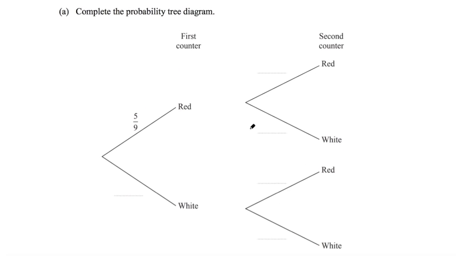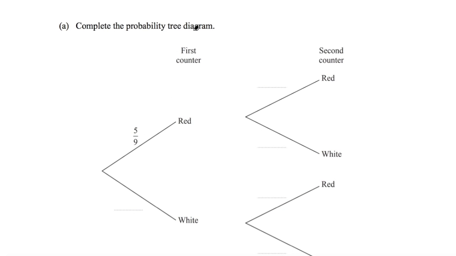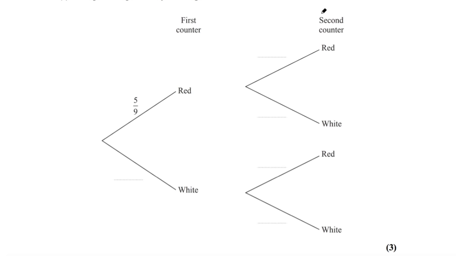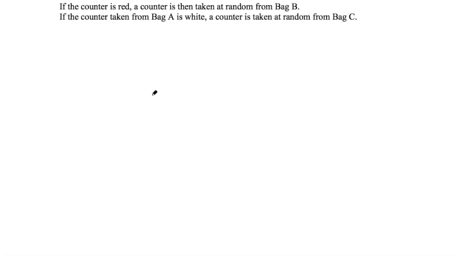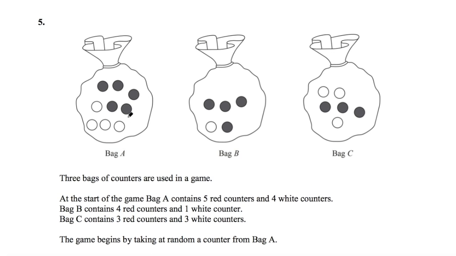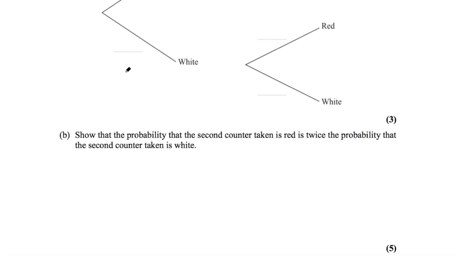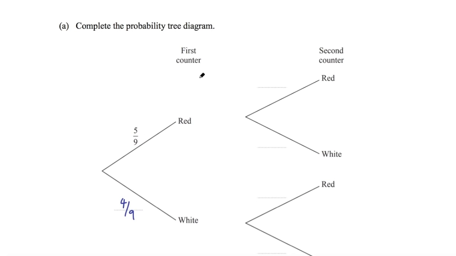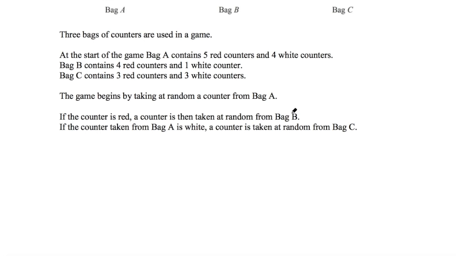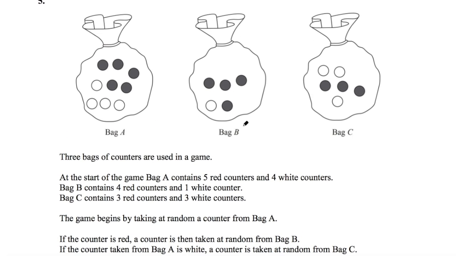Okay, and then part A says complete the probability tree diagram. So we have some gaps in this tree diagram we need to fill in. So firstly, we need to look at the probability of picking a red or a white. So they've given us the one for red, it's 5 out of 9. So that's out of this bag. So the probability of white must be 4 out of 9. And then if the first counter is red, we pick from bag B. So now the probability of a counter out of bag B being red will be 4 out of 5.